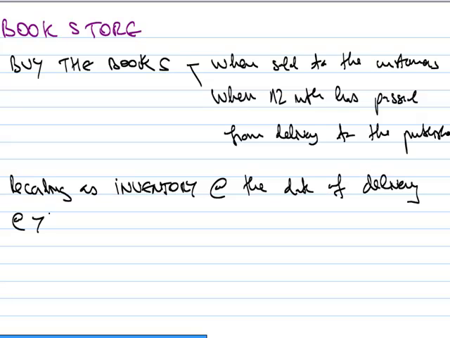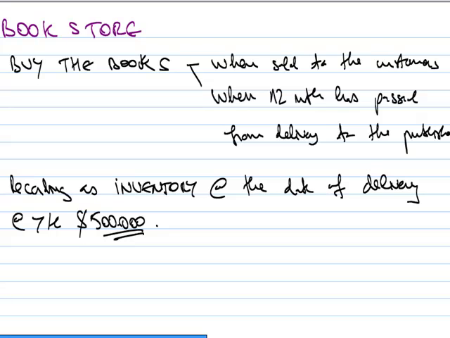And let's assume at the year end, we have counted the inventory and we have $5,000 worth of inventory in our store. The question is, is this accounting treatment, showing the books as the inventory of the bookstore, a proper accounting treatment in accordance with IFRS or not? So that's a classical example of substance over form.